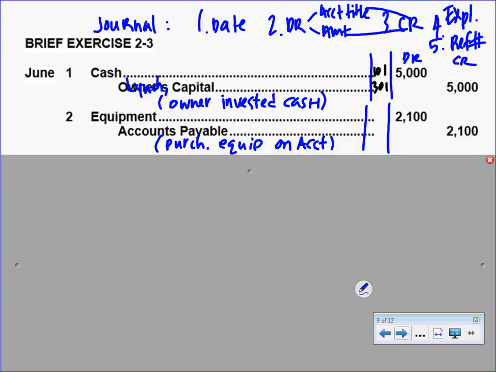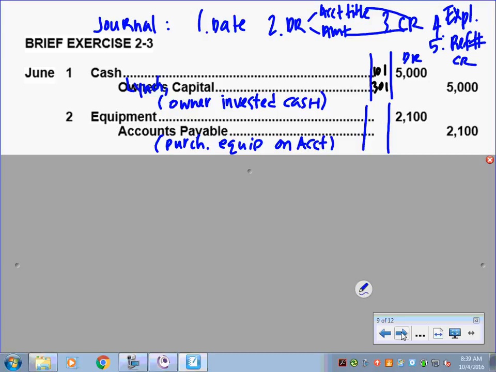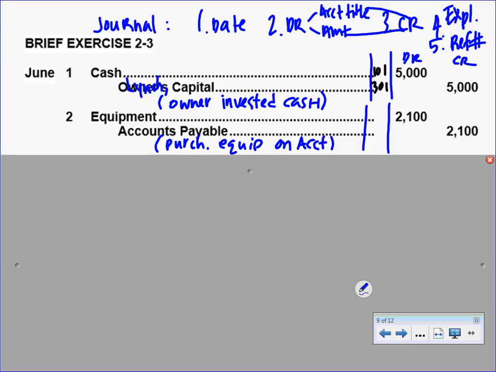The 3rd transaction, which happens to also be June 3rd. $800 cash is paid. I'm going to stop there. Did we get cash or use cash? Well, if cash is going down, is that a debit or a credit? Should I list cash first, though? No, because you always list the debit. So I've got it in my head that I've got a credit. Now I just have to go hunt for the debit. What's the debit going to be? Rent expense. You got it.